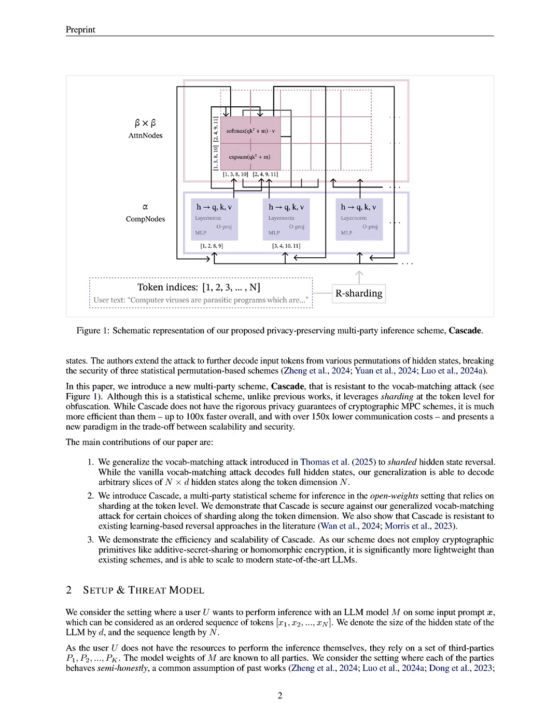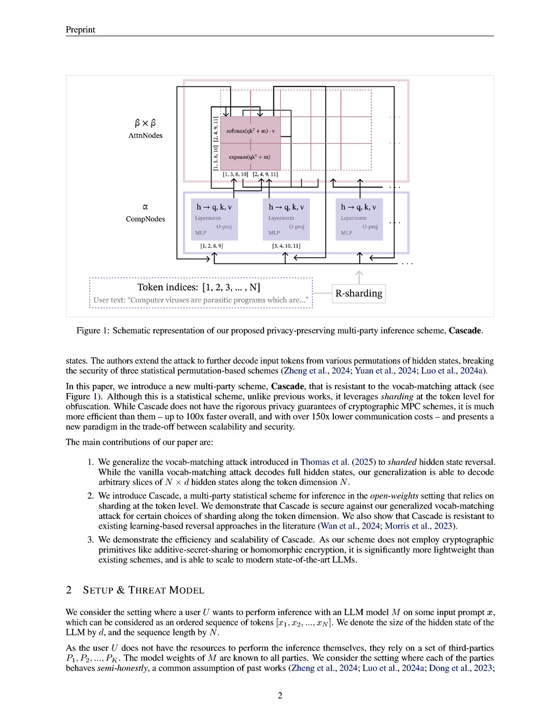Specifically, the Cascade scheme introduces a multi-party statistical inference approach that employs token-level sharding to obfuscate hidden states, making it resistant to the vocab matching attack. Unlike previous statistical schemes that expose permutations of hidden states, Cascade ensures that the gaps between revealed token indices are sufficiently large, thereby increasing the computational cost for an adversary attempting to reverse the input tokens.